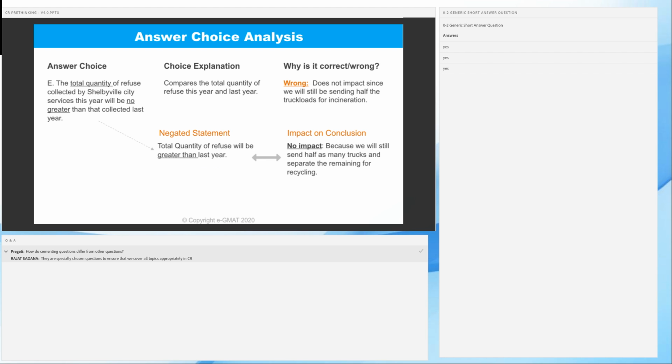Let's look at choice E. Choice E talks about the total quantity of refuse. Does it matter whether it's greater than or less than what it was last year? No. Why? Because we're only going to get half as many truckloads. You can also see the negation test applied to this, and it has no impact on the conclusion. Okay. People who chose choice E, can you see why choice E is wrong?